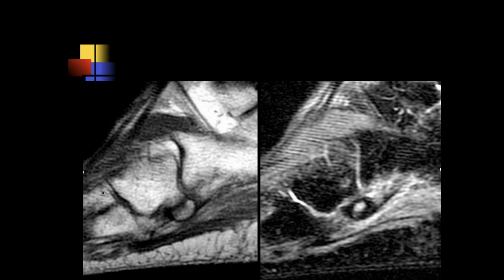Okay, Michael, what do you think of this case? Okay, so this is going to be an os peroneum within the peroneus longus tendon. Yeah, so this is down by the cuboid. Again, it's commonly described as a congenital variant. This case has a little bit of edema in it. Let me just see here.